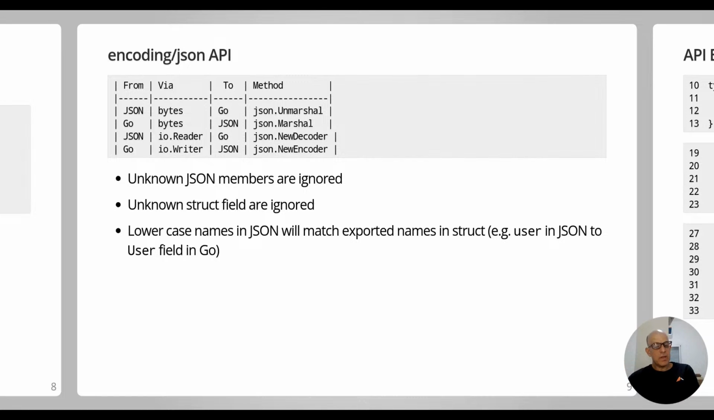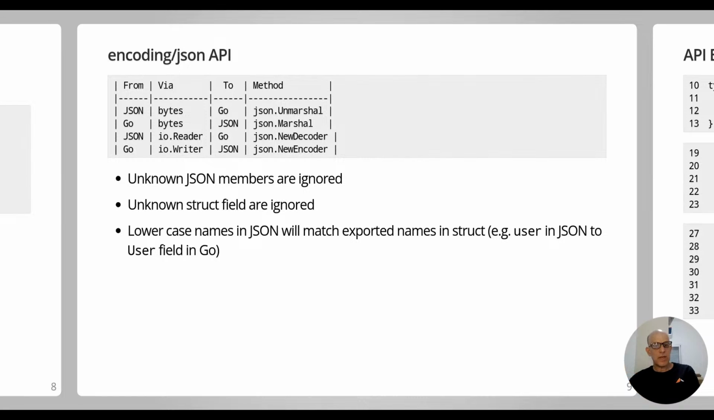If you have a reader, for example, an HTTP request body or maybe an open file, and you want to read JSON from it, now you're going to use the decoder, or to create one, you're going to use json.NewDecoder. And if you want to write JSON, let's say to an HTTP response or maybe to a file, again, you're going to use the NewEncoder this time.